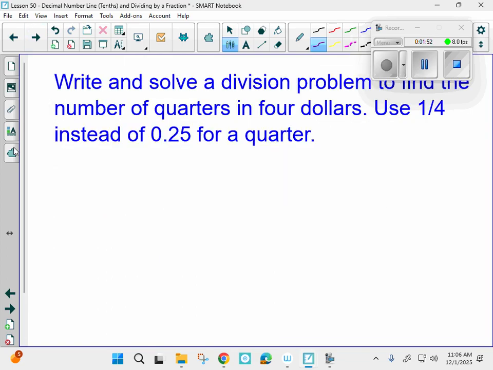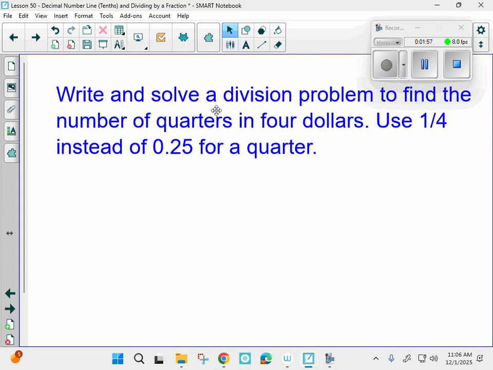Okay, write and solve a division problem to find the number of quarters in $4. Use 1/4 instead of 0.25 for a quarter. All right, so I've got $4, and I want to know how many 1/4 are inside of that.